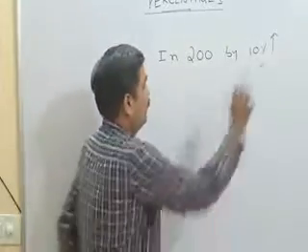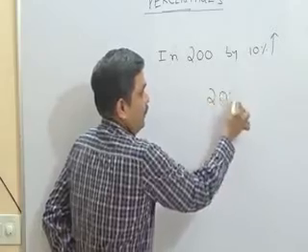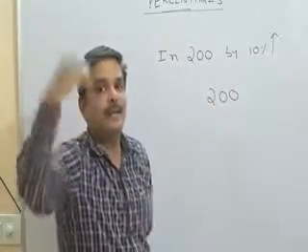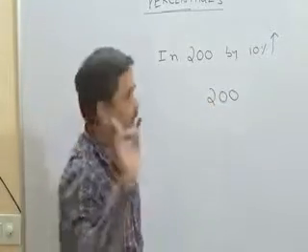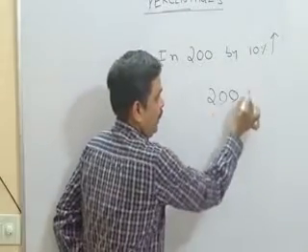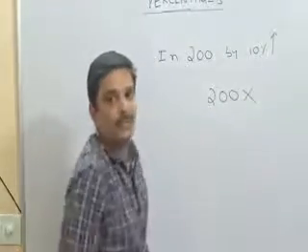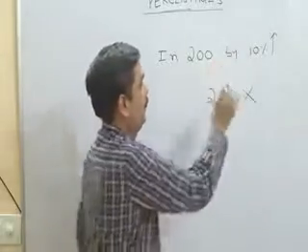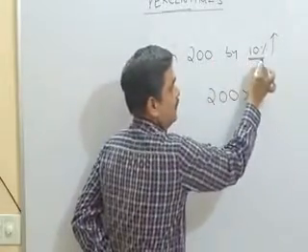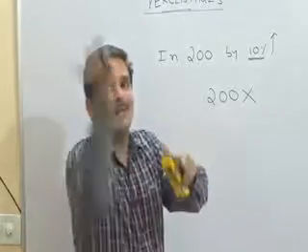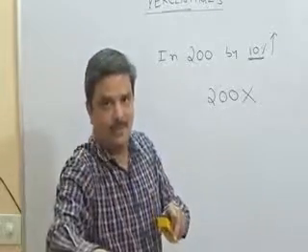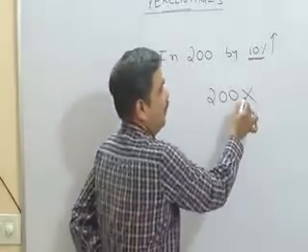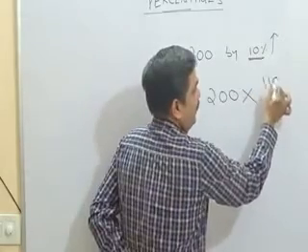So now, 200 is there. I need to increase it by 10%. Now, directly I can say 200 into multiplication. 200 into, because it is going to be increased, 200 into increased by 10%. So 10% is going to be added to this one. Now the fraction becomes 200 into 110 by 100.